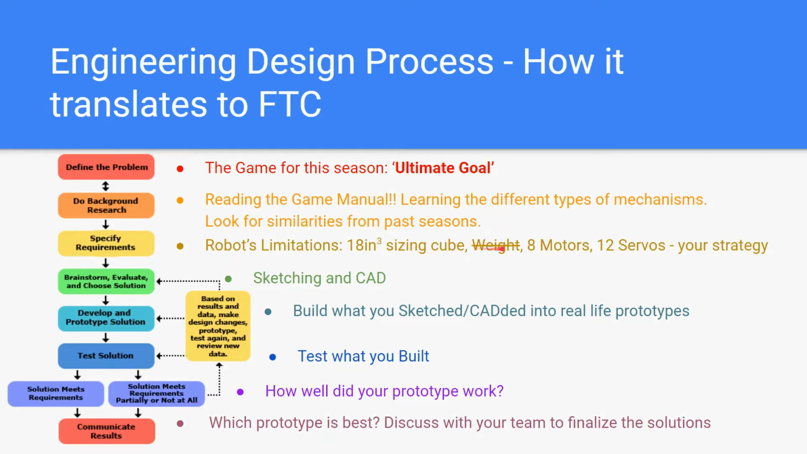Weight. Weight is crossed out because it's actually not a requirement this year. It was in past years, but just so you know, it used to be a requirement. It's not this year. You can only use 8 motors and 12 servos. Pretty self-explanatory. And your strategy.